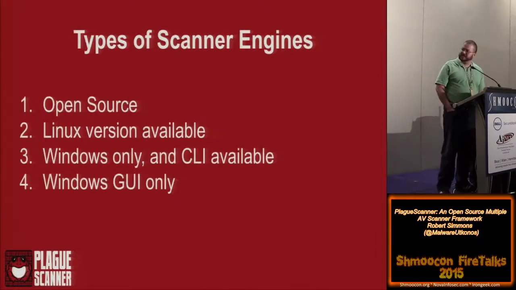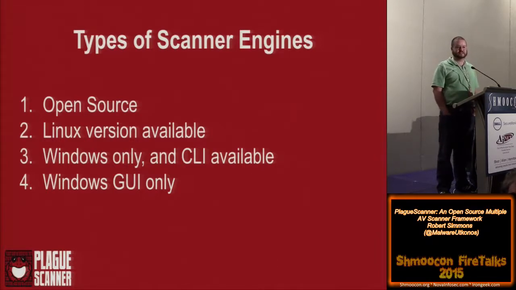There are basically 4 types of scanner engines. I know there could be a 5th, an online one, but I don't want to have it connected to anything online. The first one is open source, such as ClamAV. The second type is one that has a Linux version, so it's fairly easy to instrument it and get output from it. The third type is Windows only, where the scanner engine is only available in Windows, but there's a CLI. And the fourth is a troublesome one, those that have a GUI.